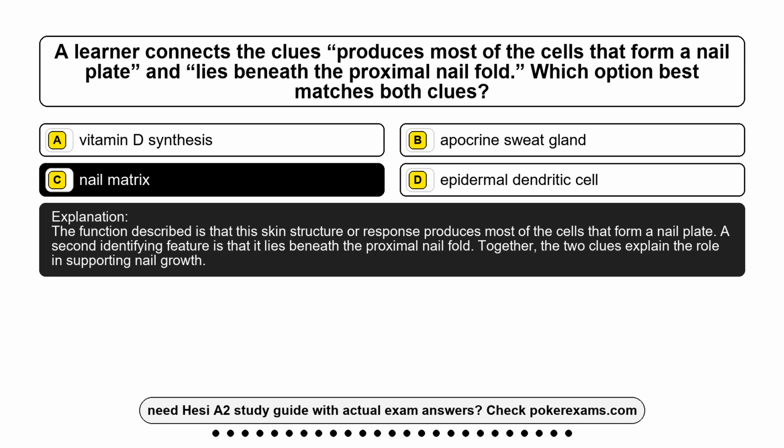The function described is that this skin structure or response produces most of the cells that form a nail plate. A second identifying feature is that it lies beneath the proximal nail fold. Together, the two clues explain the role in supporting nail growth.